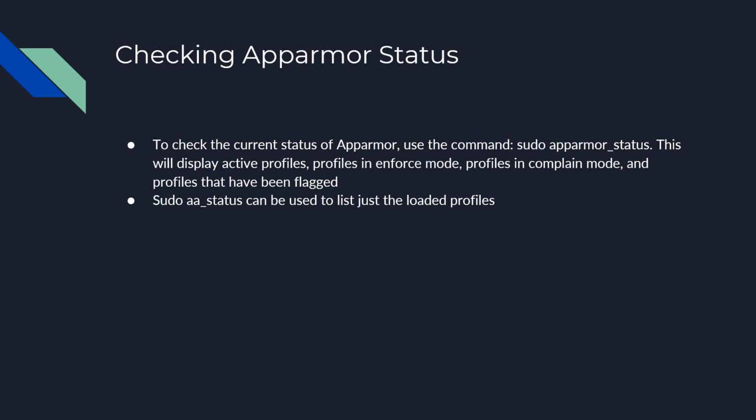In order to check the current status of AppArmor, you can use the command sudo apparmor_status. This will display active profiles, profiles in enforce mode, profiles in complain mode, and profiles that have been flagged. sudo aa_status can also be used to just list the loaded profiles.